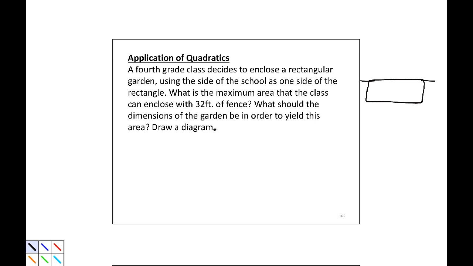Now I'm going to label my dimensions as, let's say, x and y, so that 32 feet of fence we have actually represents 2x plus y, because that's the distance around, and we're not measuring the side of the school. Well, we want to maximize area, though. Area equals, in this case, x times y, the length times the width of that box. I'm going to take that equation, 2x plus y equals 32, and solve that for y. So that would be negative 2x plus 32.